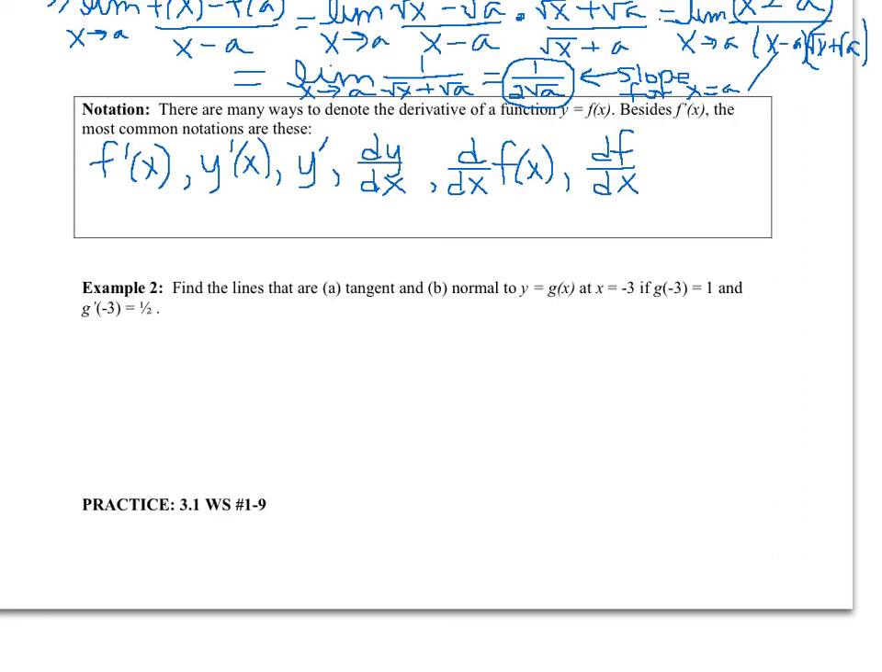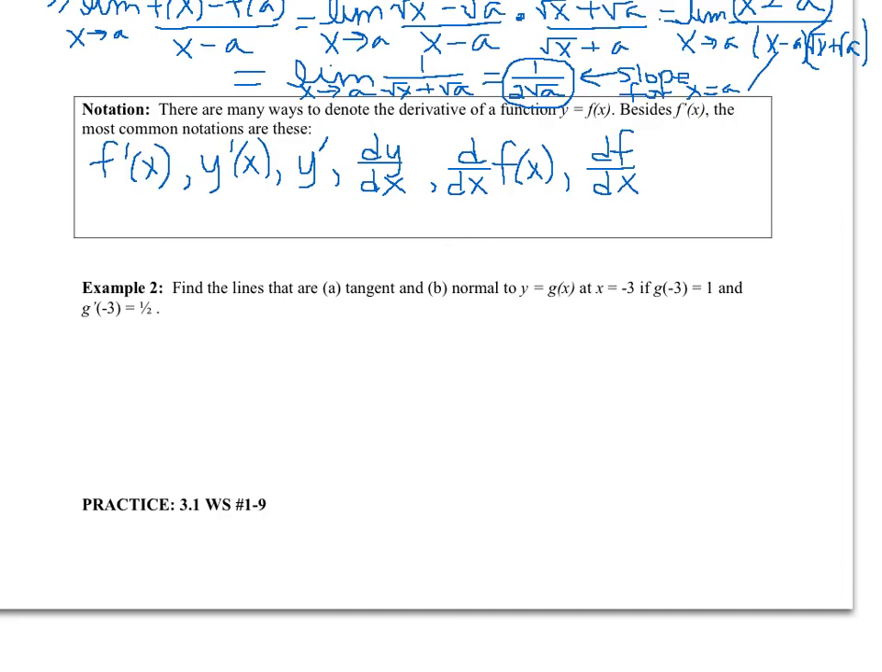I think that the most useful ones are this one right here, this one right here, pretty much anything that tells you what you're taking the derivative with respect to. So this is the derivative of y with respect to x. This is derivative of the function f with respect to x. So it's very clear on what your independent and dependent variables are.